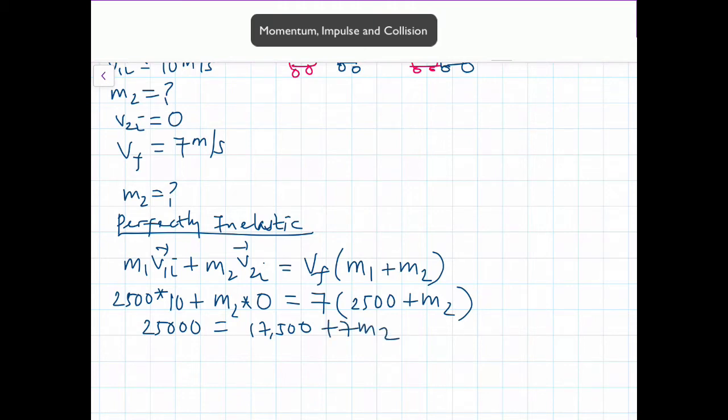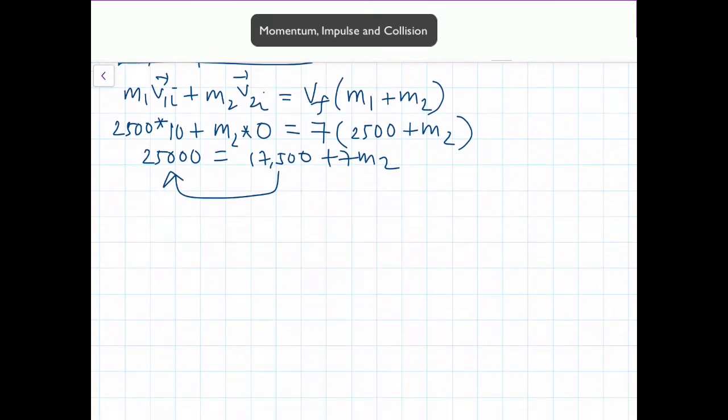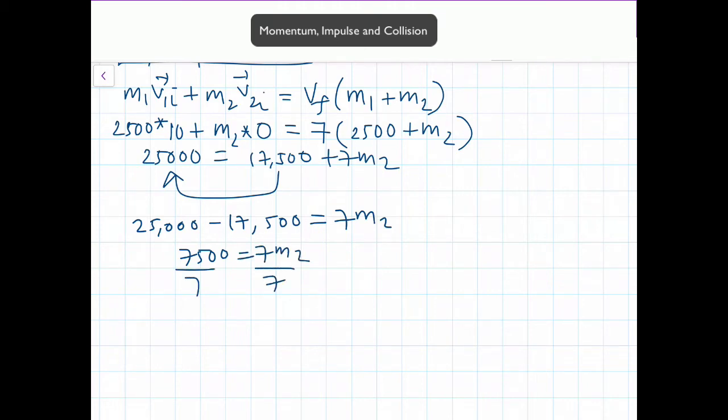Then take this to the other side of the equation. So what you will have is 25,000 minus 17,500 equals 7 times m2. Then here you'll have 7,500, right? That equals 7 times m2. Divide both sides by 7, so what you will have is approximately 1071.